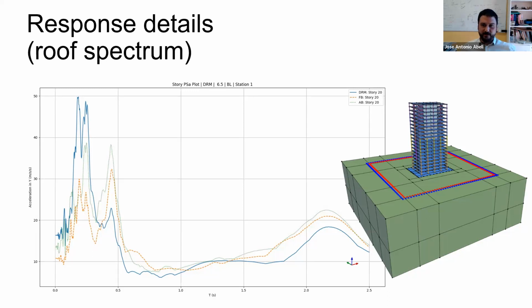So here we can see the different modeling strategies: in blue, DRM; in dashed orange, fixed base; and in green, the absorbing boundaries. And you can see there's a place where DRM is winning in terms of response spectral ordinates for the floor motion.